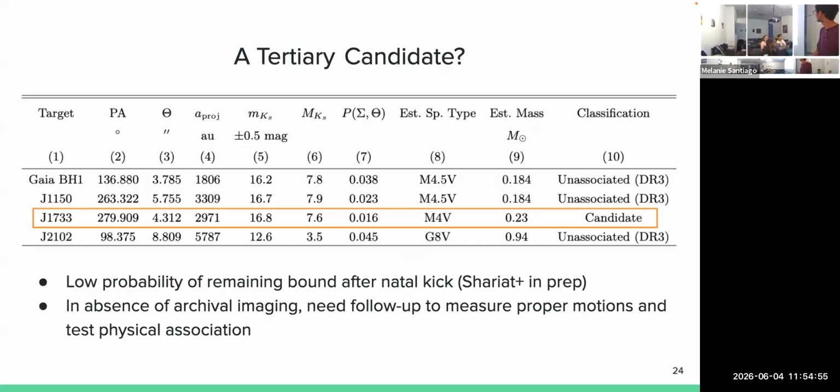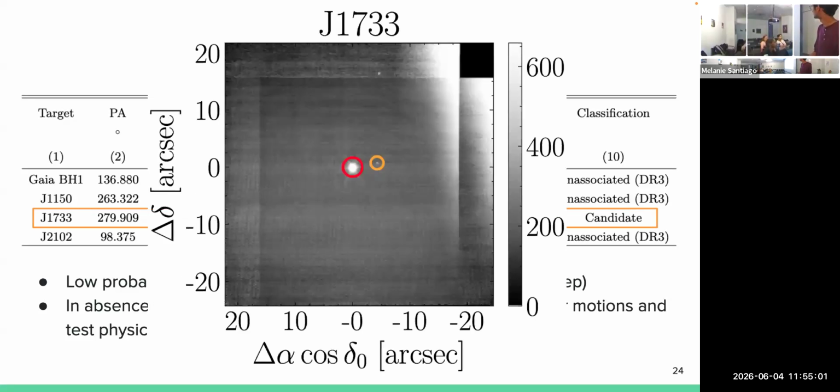I didn't really find anything. There is one candidate. You can use DR3 to kind of rule out some other candidates. It's right over here. It's an M dwarf. You wouldn't expect it to be there just by chance. I don't actually think it's a tertiary, but it's exactly where you would expect a tertiary to be. I can talk more about this if people are interested.